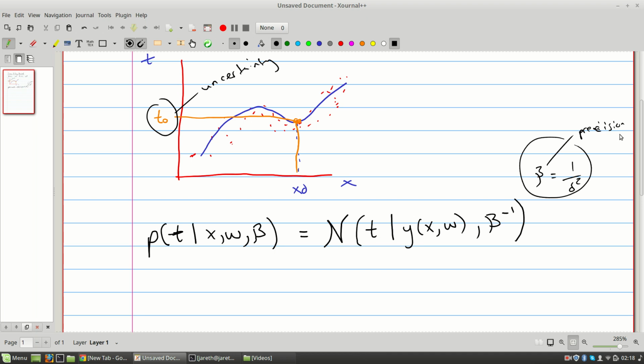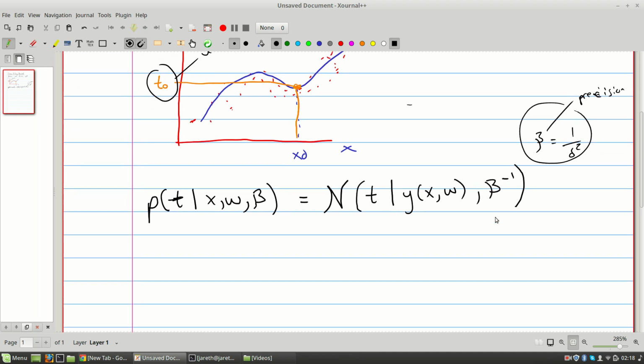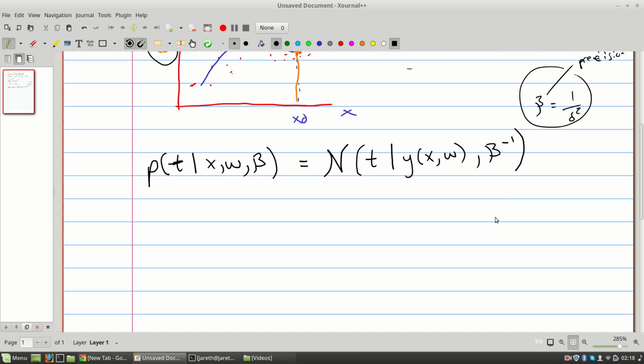But for now, you can just take it as, instead of having sigma squared, we just have the inverse of beta here. So this notation will make things much easier when we look at the other distributions or the Gaussian distribution in more detail in future lectures.